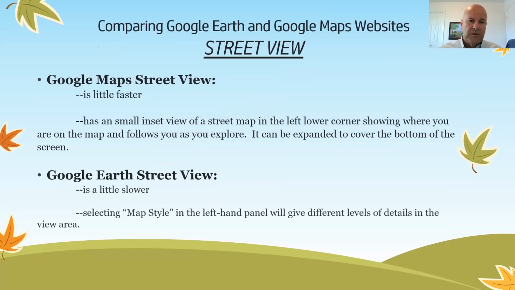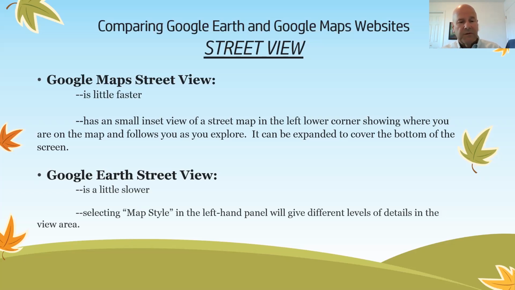Now let's look at street view in regard to these two. In Google Maps, the street view, I believe, is a little faster. And the thing I like about its street view is that it has a little inset view of a street map down in the lower left corner, and I'll show you this coming up here pretty soon. It has a little street map in the corner that will show you where you are on the map as you go exploring and navigating down the streets. And that map can be expanded to cover the whole bottom of the screen.